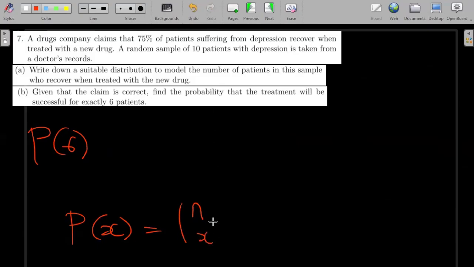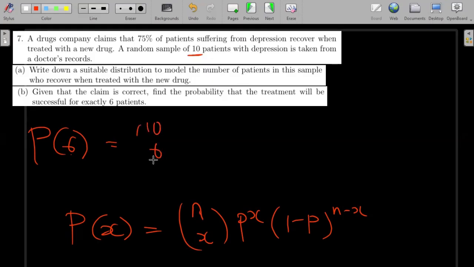Here should be X, and then P to the power X, then 1 minus P, which is the same as Q, to the power N minus X. So we're using this formula. The X now is 6. Okay, the N is how many patients? 10. So it will be 10, 6. The probability of success is 0.75. Okay, this 75%. So this to the power X, which is 6.